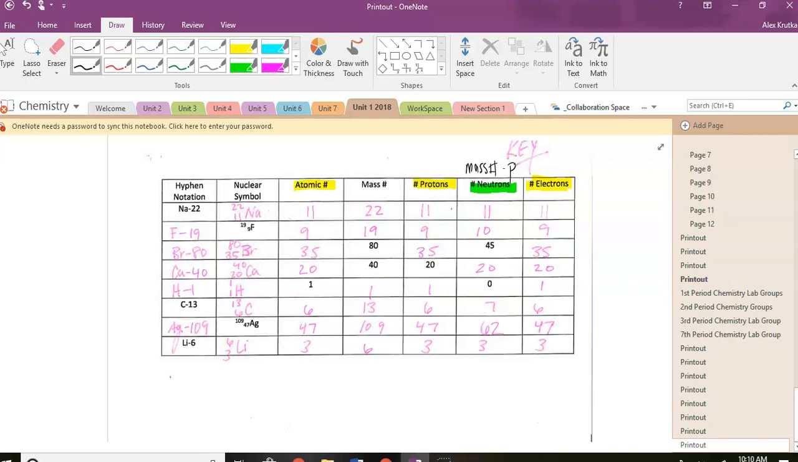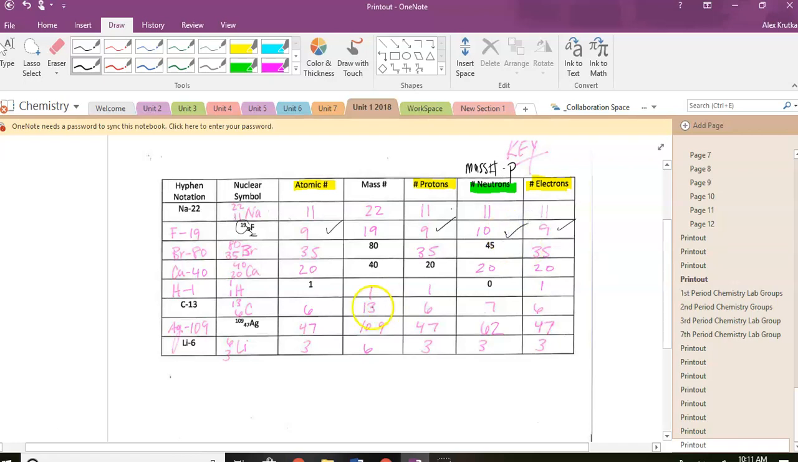So if I were to give you something like this, just pretend the answer key is in here, you know that the 19 is your mass number, you know the 9 is your atomic number. So you can easily figure out these 3. Then to get the neutrons, you're doing the mass number 19 and you're subtracting 9. So that's where that 10 is coming from.